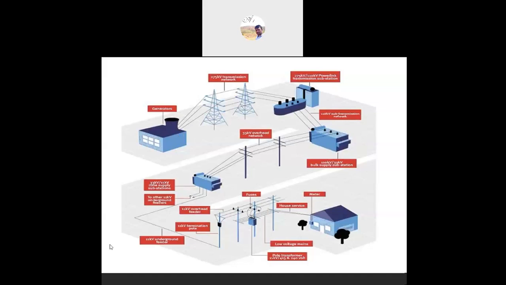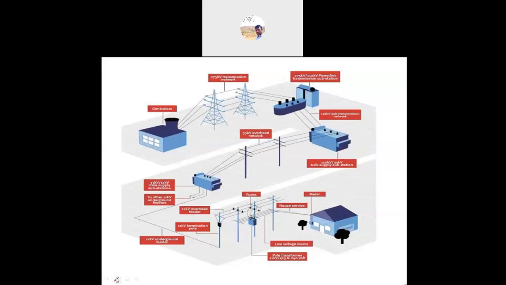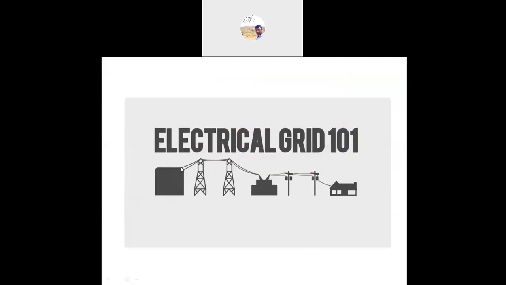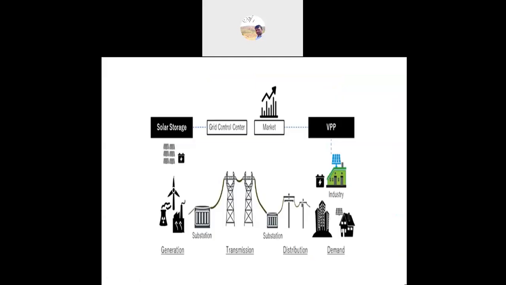If any fault occurs in this generator, say we are getting power from a thermal or hydro power plant, and the thermal power plant has issues, let us take that a fault has occurred in this power plant. What will happen? The consumer will not get the power, because with a single generation source we are not getting power.